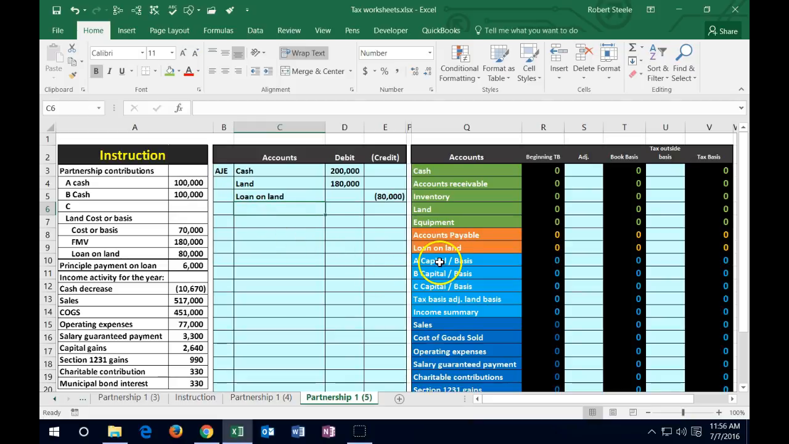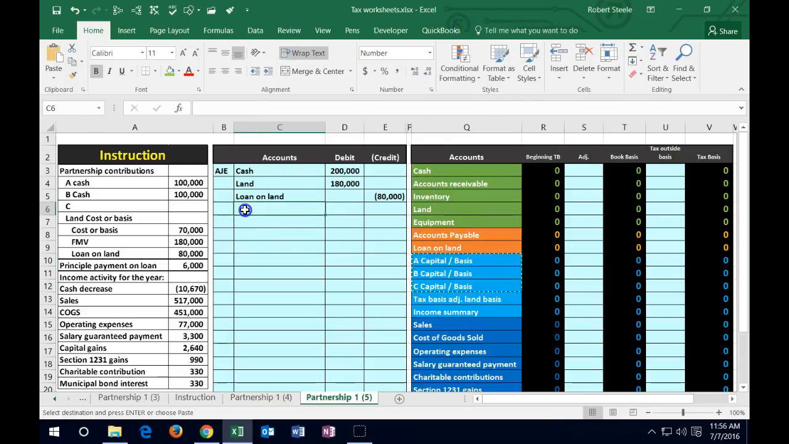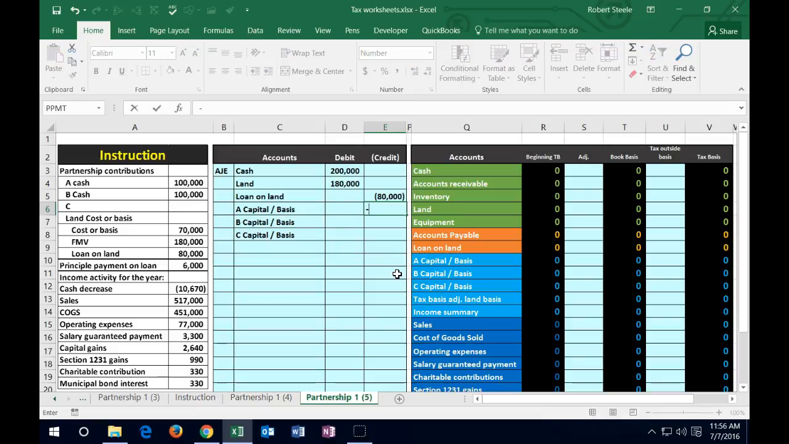Now we've got our three partners. We've got A, B, and C capital/basis accounts. So we're going to put that information in here. A and B are pretty straightforward. Now remember, capital accounts have credit balances. I'm going to represent credit balances with negative numbers. A and B put in 100,000 each. So there's 100,000, there's 100,000. That offsets that 200,000 of cash.